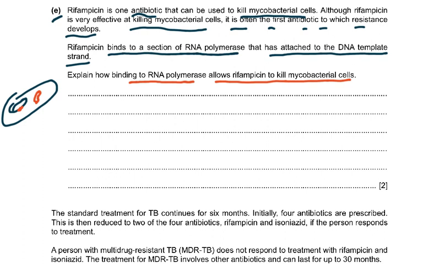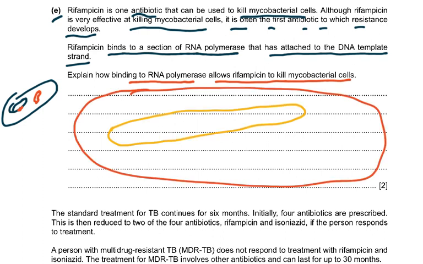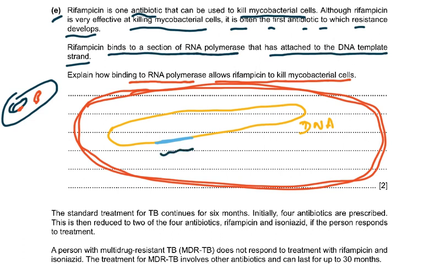Now, of course, we need to revise this. Now let's try to understand this. I've drawn a bacterium, and this is the bacterial DNA. Now, say this is the portion which is being transcribed. From this part of the DNA, we need mRNA to be made. But for this mRNA to be made, you need an enzyme called RNA polymerase.